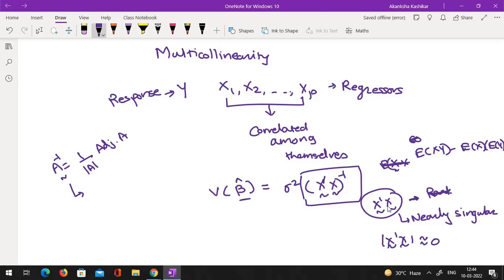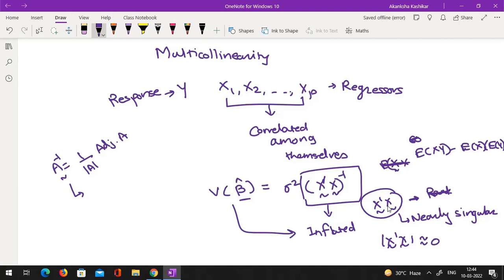So if X prime X is nearly singular, then X prime X inverse gets inflated. As a result, variance of beta hat gets inflated. So now my estimates have very high variance. Very high variance means they become unreliable, because whatever estimate I have computed, I am not very sure about it. Spread is quite high. Even if I give a confidence interval, that confidence interval will be very wide. So my confidence in my estimation gets reduced, and hence it causes problems.